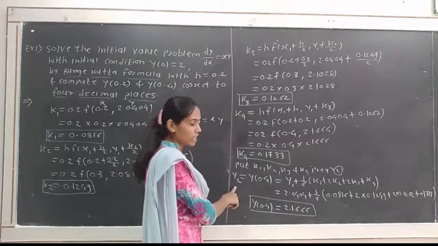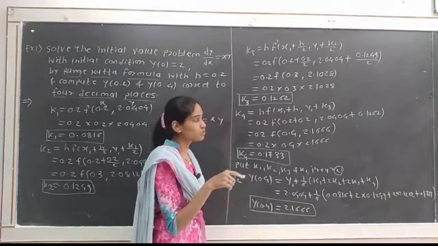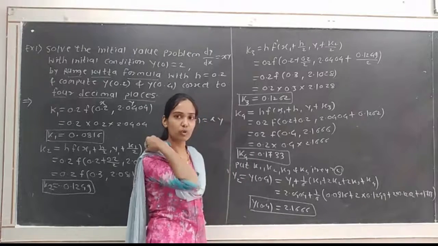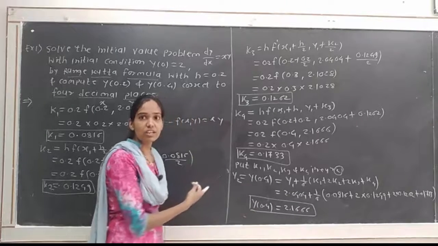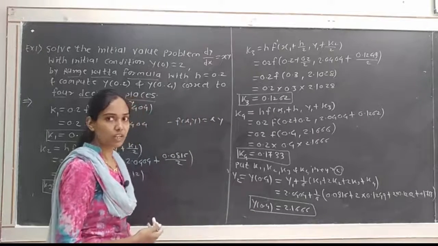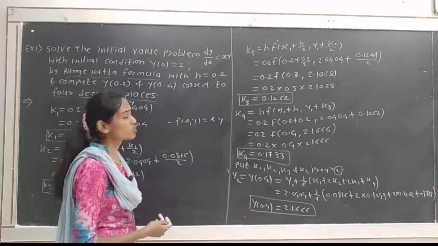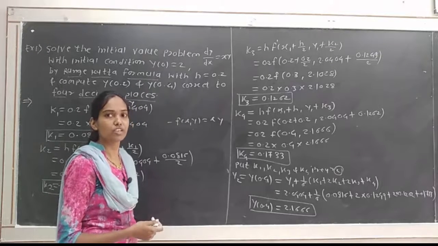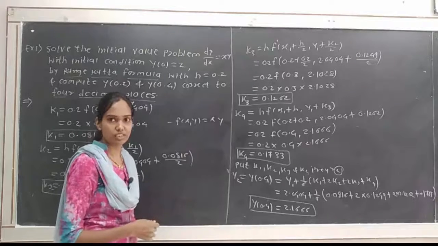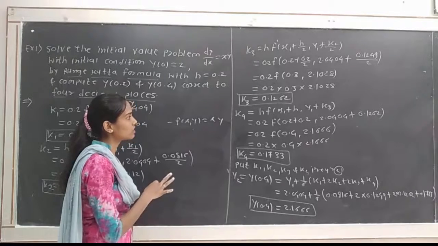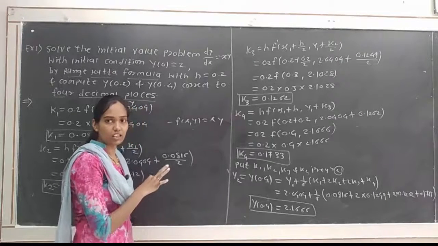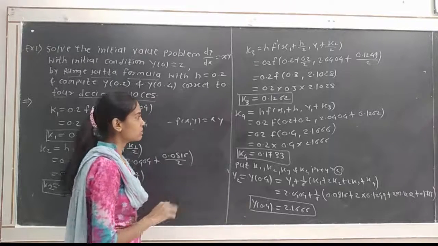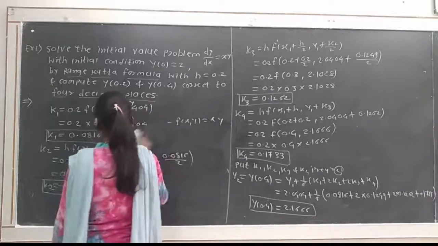Okay, y2 means the value of the function at point x2, and x2 will be 0.4. So this is the y of 0.4. Using this method we can easily find the numerical solution of a differential equation by using the RK4 method. We only have to remember the formulas of K1, K2, K3, K4 and the RK4 formula. Simple. Then we see the next example.